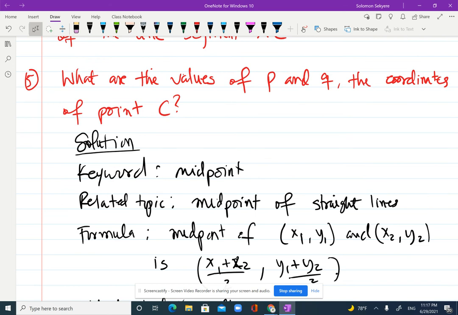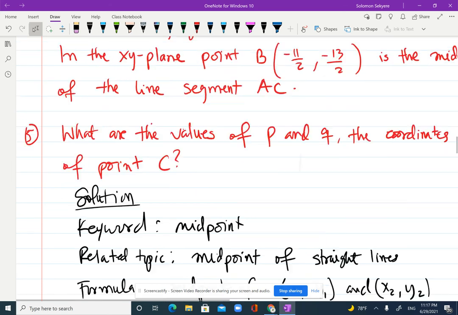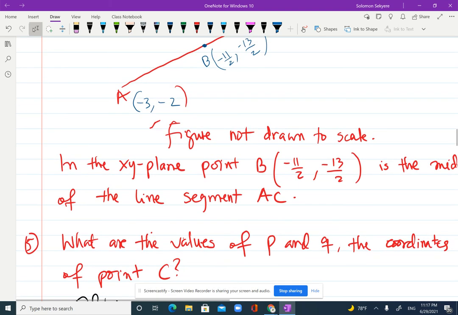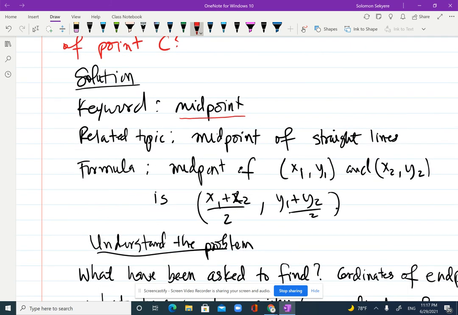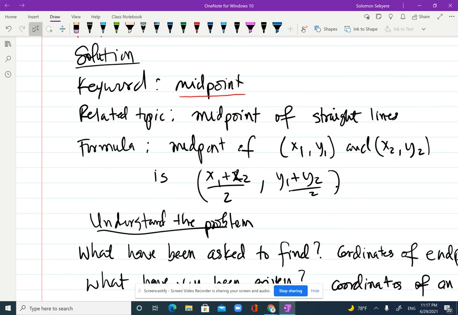So here we're going to solve it. What are some keywords here that are going to help you? You read about midpoint, so let that ring a bell. What's the related topic in algebra? It's midpoint of straight lines. What's the formula? Just write the formula of midpoint. If you were not able to do it, just follow my steps to see if it will help you. So now you write the formula for midpoint: x1 plus x2 over 2, y1 plus y2 over 2.